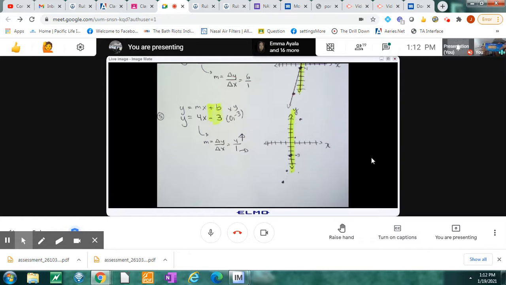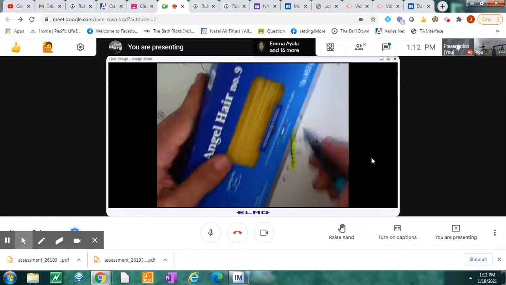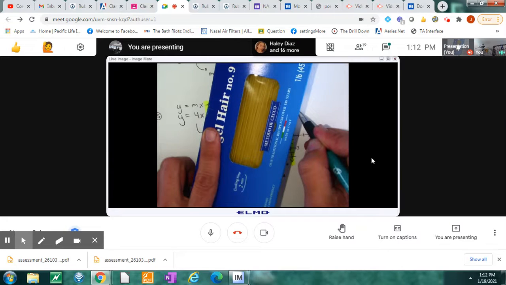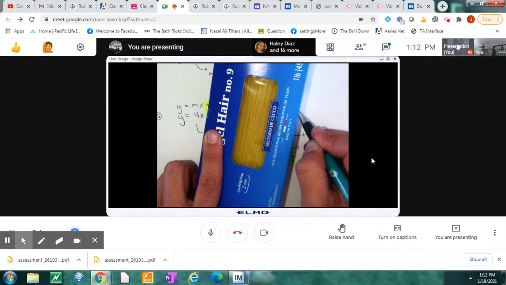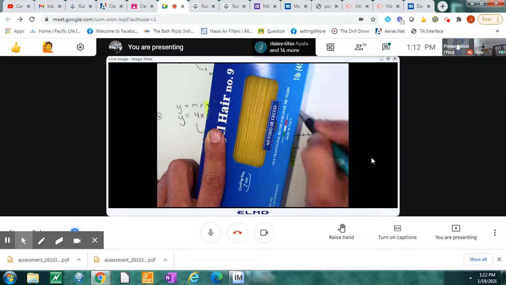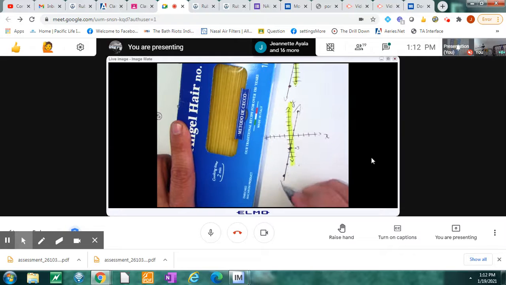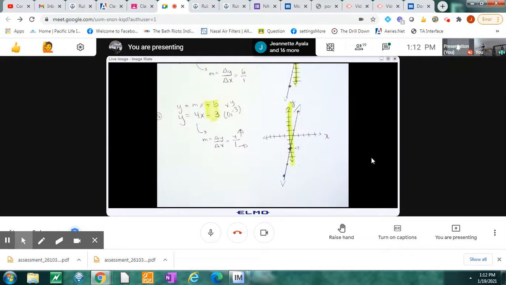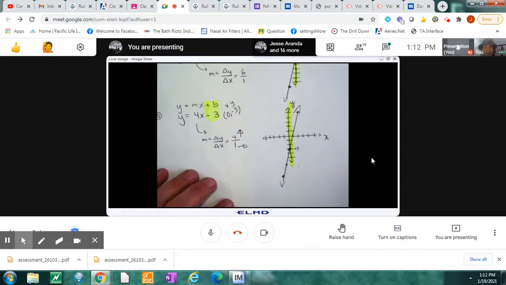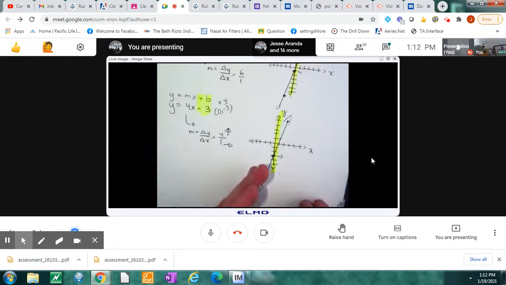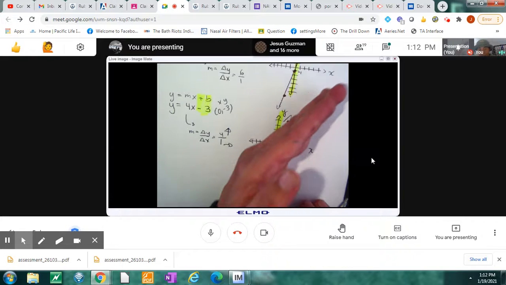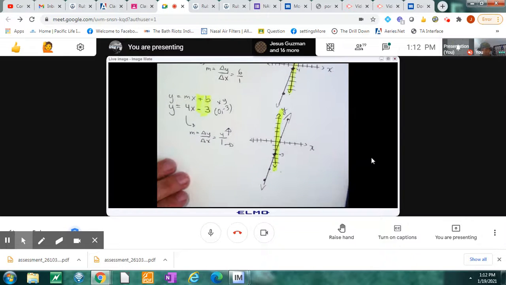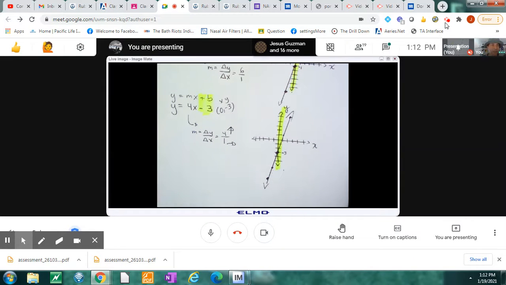Angel Hair, here you go, my sponsor. And it should be a straight line. There we go. See that? And it's going up. That means it's positive, the M. Bam. All right. So far, so good. Good job. So that's it for the examples.